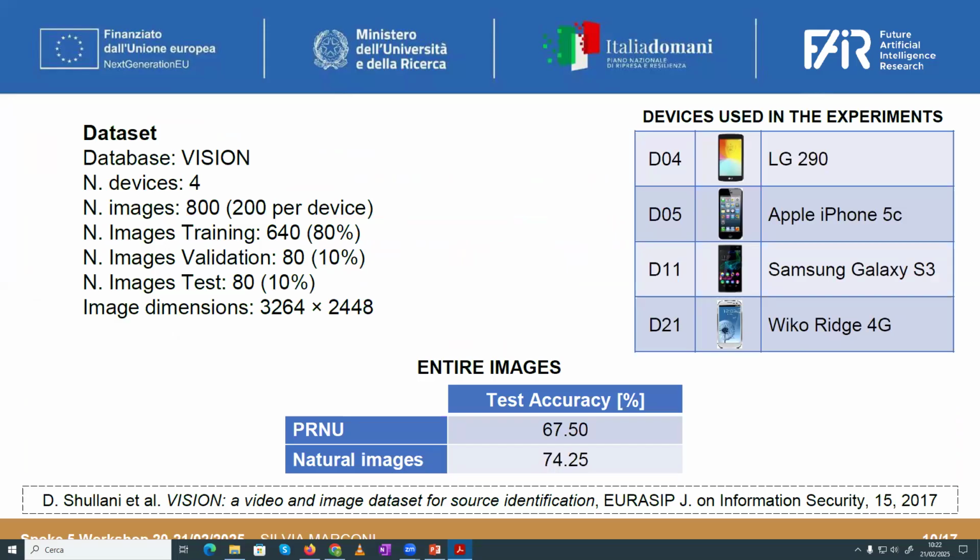We consider 4 devices, smartphones from the Vision database, and consider 200 images for each camera, considering 80% for training and 10% for validation and test. If we classify the PRNU, we obtain 76.5% of accuracy, and if we classify natural images, we obtain 74.25%. This is a surprising result because we expected the contrary. But we have already seen that in the case of natural images, the PRNU is not a so effective tool. Also, the result on the natural images is clearly not a good result, and so we apply strategies to improve this accuracy.